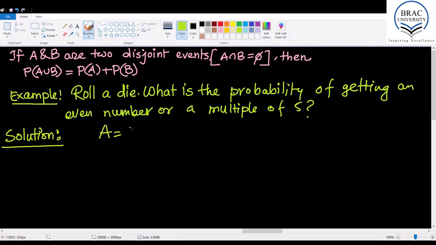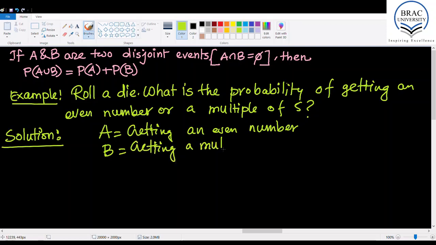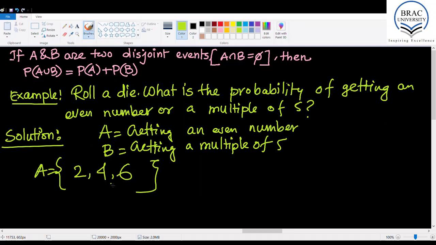So let's say event A equals getting an even number and B equals getting a multiple of 5. All right, so now what will be the elements or the outcomes in event A? We know that there are 6 outcomes possible, that are 1, 2, 3, 4, 5, 6, and only 3 even numbers are there. They're 2, 4 and 6. So A will consist of these 3 elements and the cardinality of A will be 3.